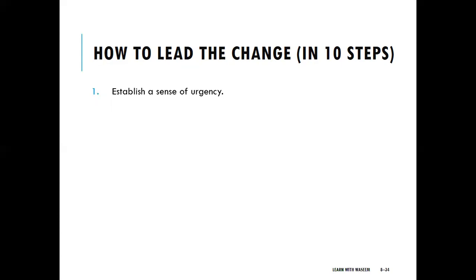Now, the first unfreezing stage consists of establishing a sense of urgency. Most managers start by creating a sense of urgency. This often requires creativity. For example, the CEO might present executives with a fictitious analysis report describing the firm's imminent demise.